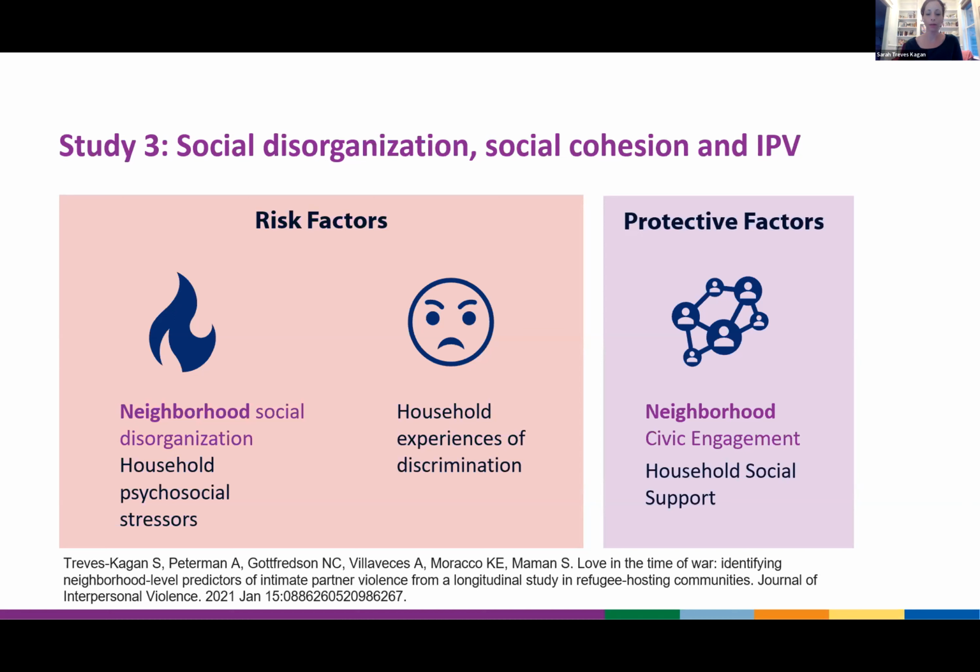We also found at the household level, reflecting what Teal was saying earlier, that household psychosocial stressors, such as being robbed or losing a job, being injured, or experiencing discrimination, increased risk of IPV, and household social support decreased risk of IPV.